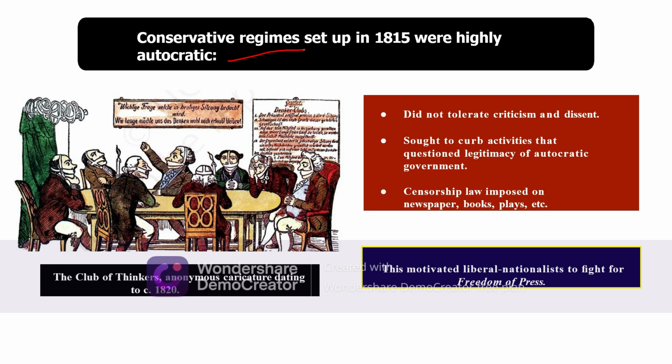During the conservative regime, the government did not tolerate criticism and dissent. They did all sorts of activities to curb the activities that questioned the legitimacy of the autocratic government. So they didn't like their autocratic government being questioned. Then a censorship law was imposed on newspapers, books, plays, etc. So there was a lot of censorship. No one had the liberty to directly express their views.